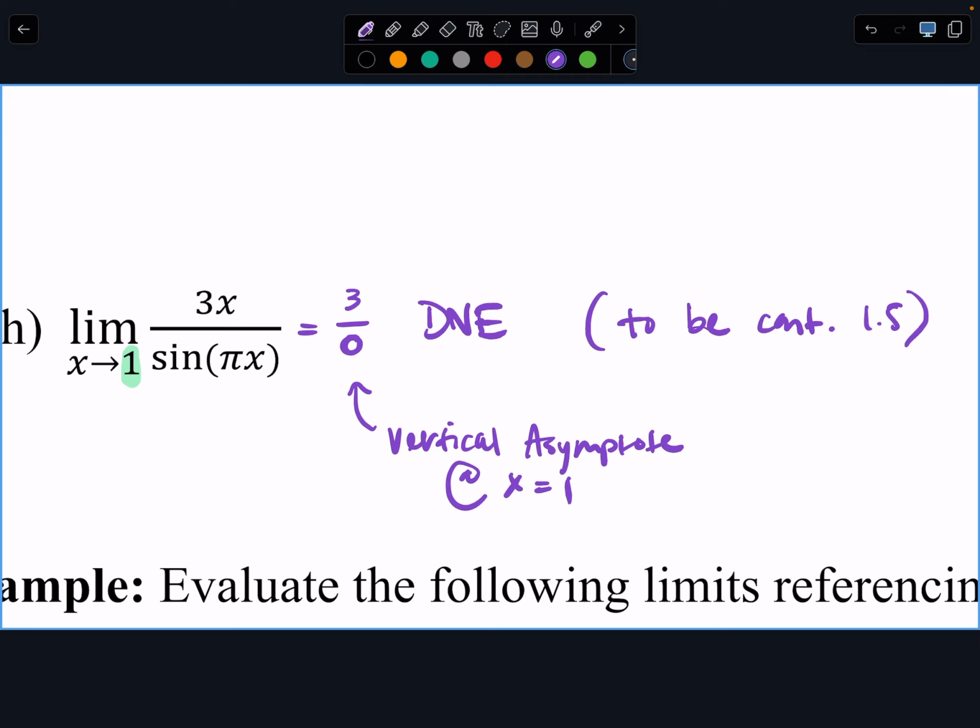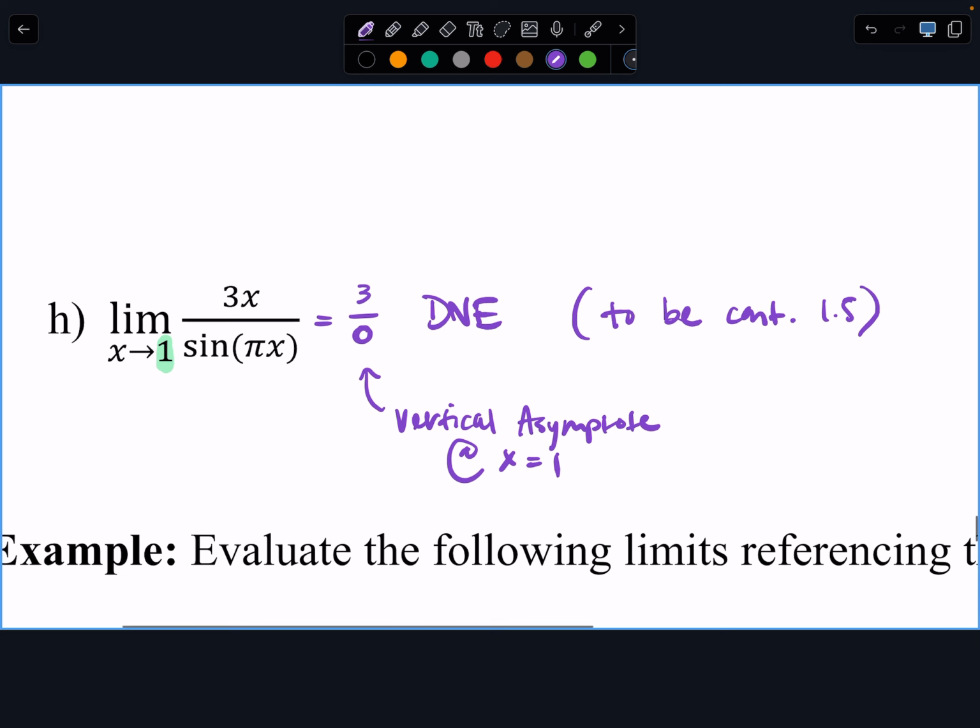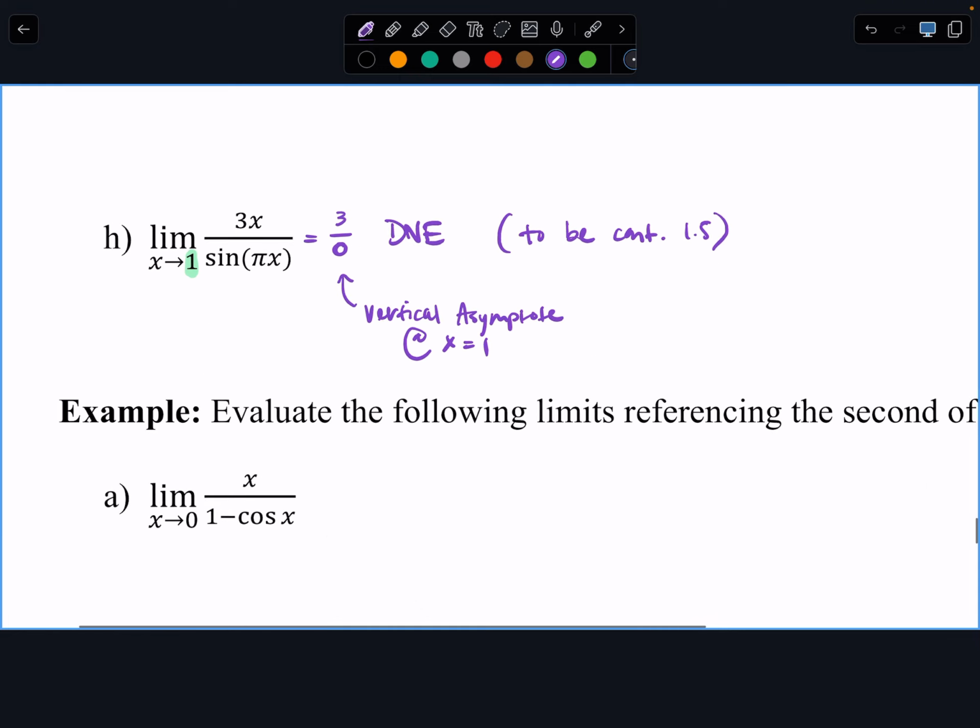Go ahead, Kyle. What's your question? Cool. So again, my point here in giving you this one is to make sure that you're not getting too much into a groove of, hey, special trig limit. Make sure you are thinking direct substitution first. Questions?